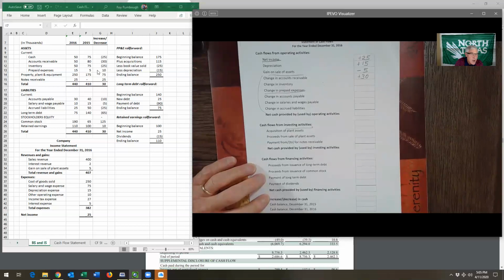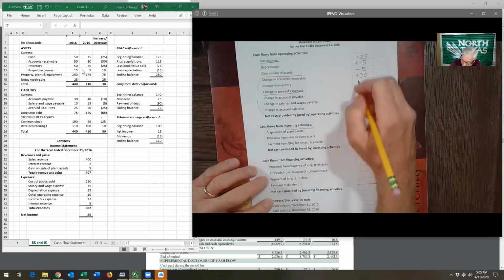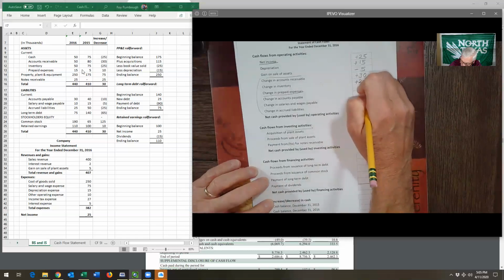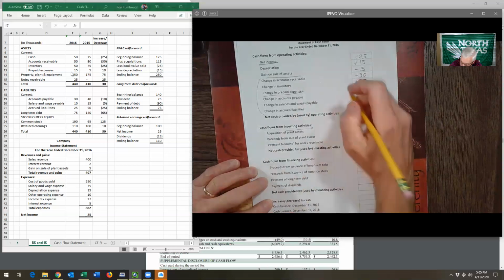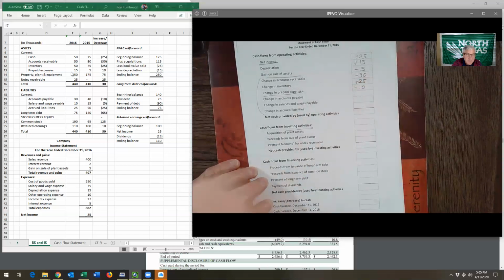Inventory also went down. So I sold some inventory. So that's the opposite direction, plus 25. And my prepaid expenses, oh, that went up. So I debited prepaid expense, credit cash this year, and that's worth 10,000. That's an increase in prepaid, opposite direction, minus 10.